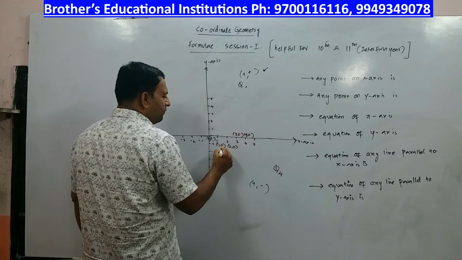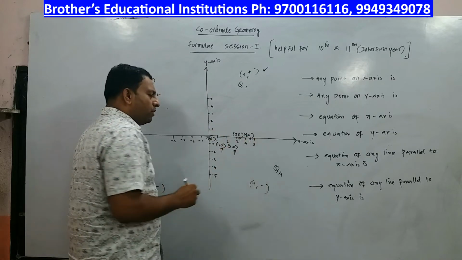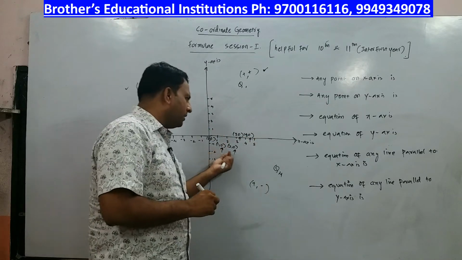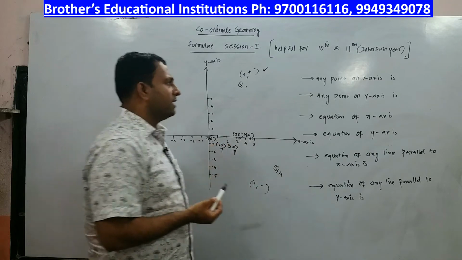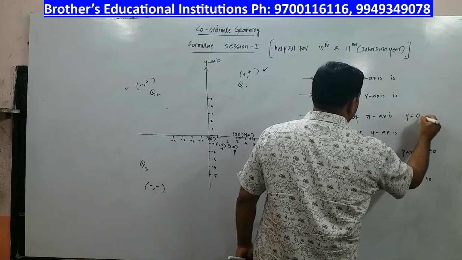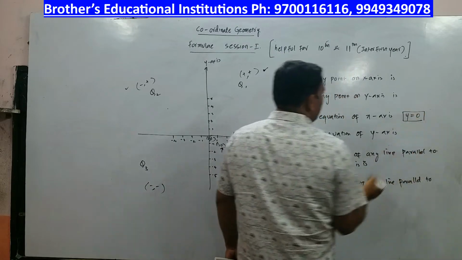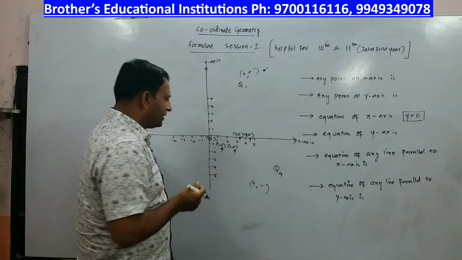If you observe carefully, every time the y coordinate is 0. So what is the common thing? y is always 0. That happens to be the equation of the x-axis. If somebody asks you the equation of the x-axis, it is y is always 0. Equation means it involves an equals sign, so y = 0 is the equation of the x-axis.